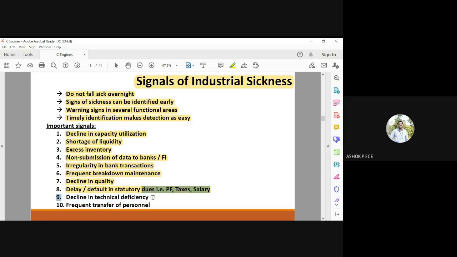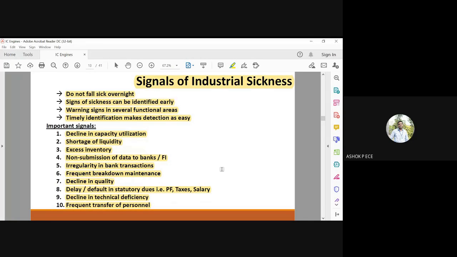Decline in technical efficiency. People have started leaving your company, assessing that you might have losses. And there is frequent transfer of personnel. If people are frequently changing, then you cannot talk about quality. You don't have the right to talk about quality because if people are consistently changing, it will take time for the new people to get accustomed to their new roles. So they cannot perform with as high a quality as the previous people were performing.